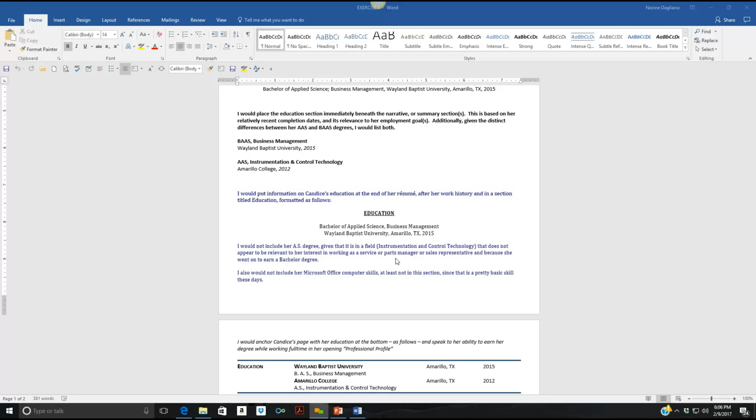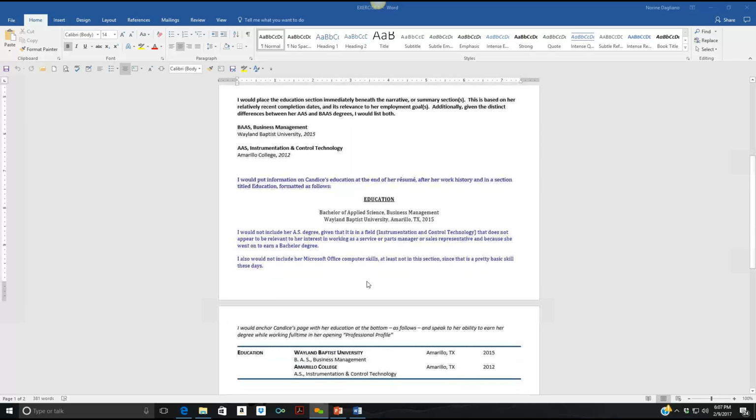Yes, no, it could be looked at many different ways. Again, there is no absolute right or wrong. I might make the argument that the instrumentation and control technology showed a technical side of her that may enrich her ability to understand heavy equipment parts and service. So it really depends on where she's going as to whether or not it is relevant.